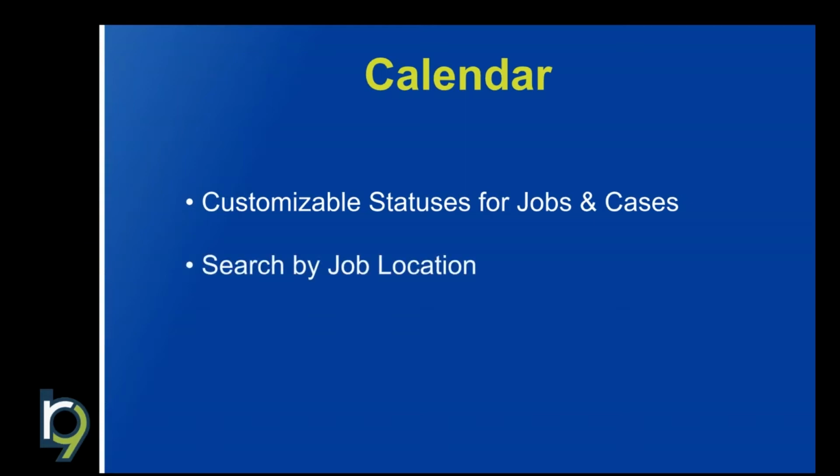One of the most asked for additions to RB was the ability to search by job location. In the jobs list view function, you now have the ability to search for jobs based on the job location name, the job location city, and the job location state.